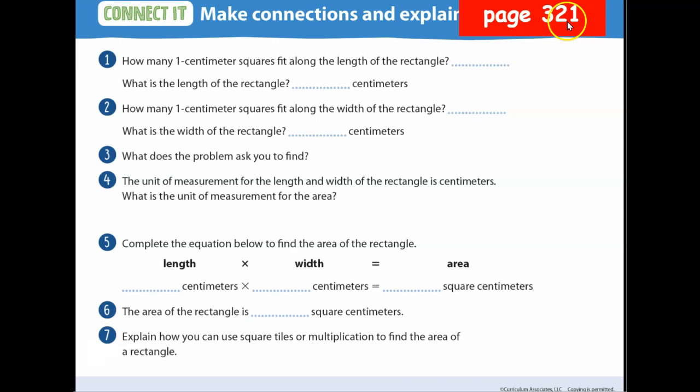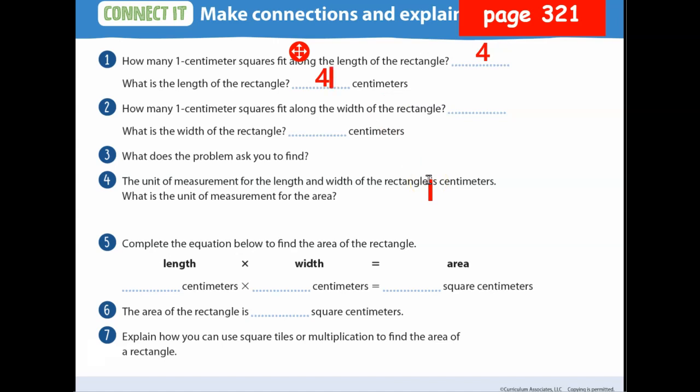So on page 321, it says how many 1 centimeter squares fit along the length of the rectangle? Well, go back to this. The length across. How many were across? 4. So the length of the rectangle is how many centimeters? The length across. 4. Just across right now. Now how many centimeters fit along the width? Up, down. 2.